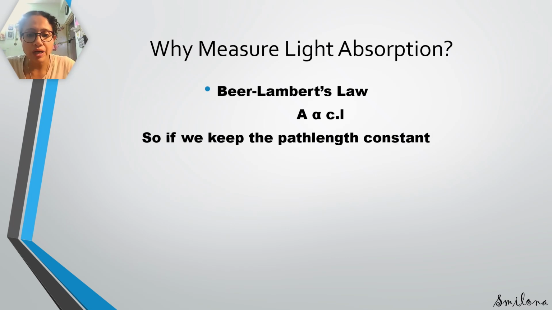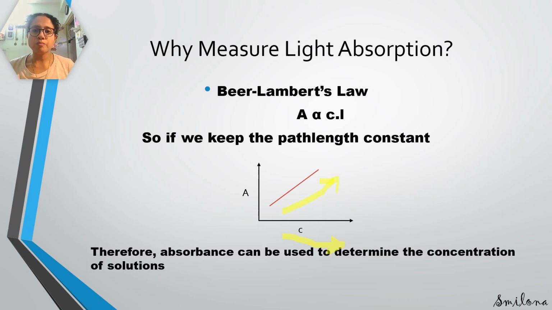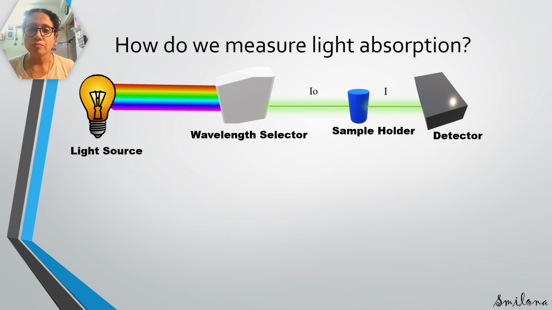So if we keep the path length constant, absorption becomes directly proportional to the concentration of the solution, which means if I keep changing the concentration of the solution, the absorption will change proportionately. So if we keep the length of the path of light constant, then the concentration of the solution can be determined by measuring its absorbance.